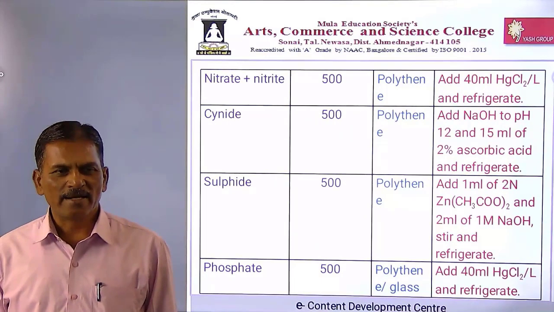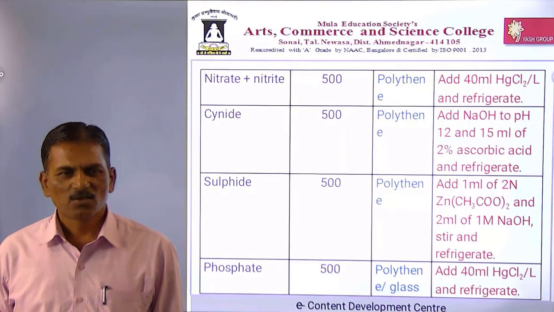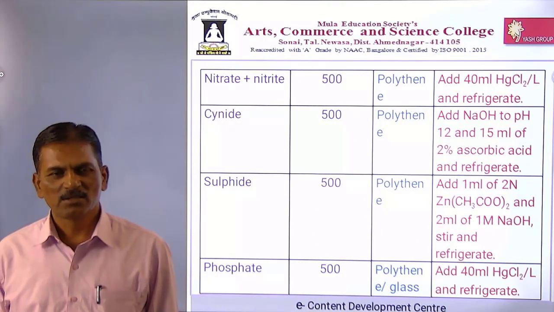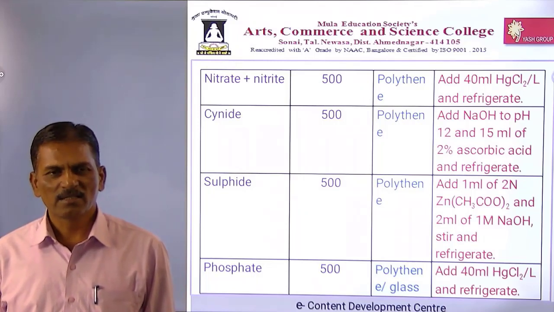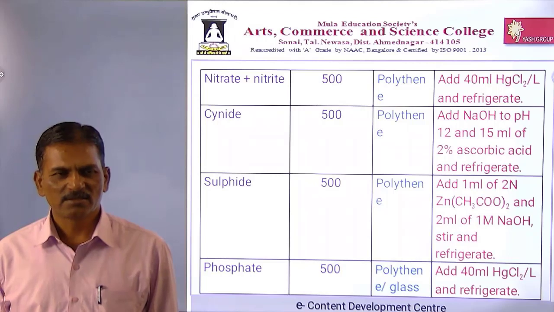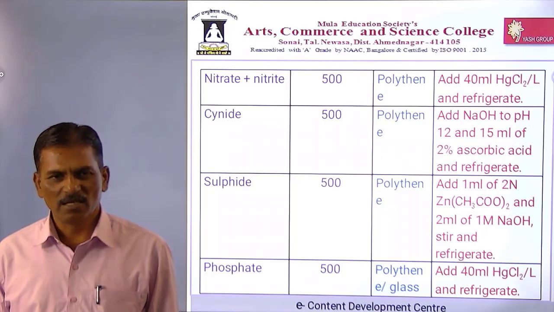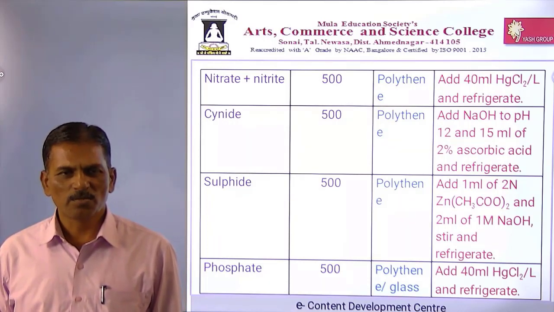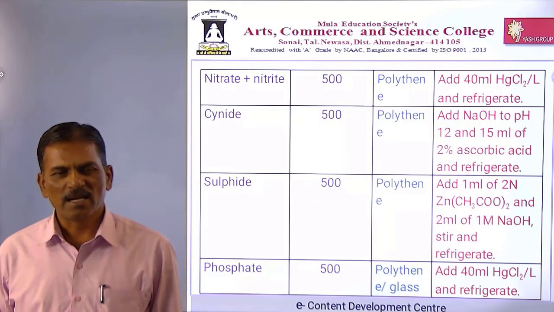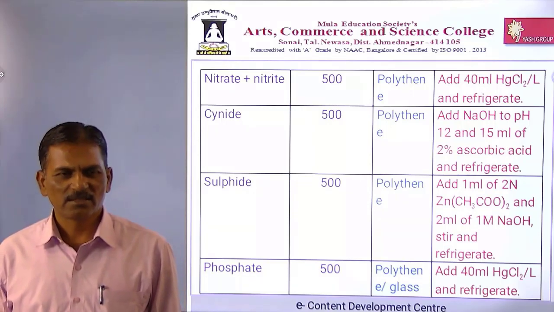Next parameter, nitrite and nitrate. Total collection of sample is 500 ml, collected in a polythene bag. Add 40 mg HgCl2 per liter and then place in the refrigerator. Cyanide, 500 ml sample in a polythene bag. Add sodium hydroxide to maintain the pH at 12 to 12.5, then 0.15 ml of 2% ascorbic acid, and then place in a refrigerator.